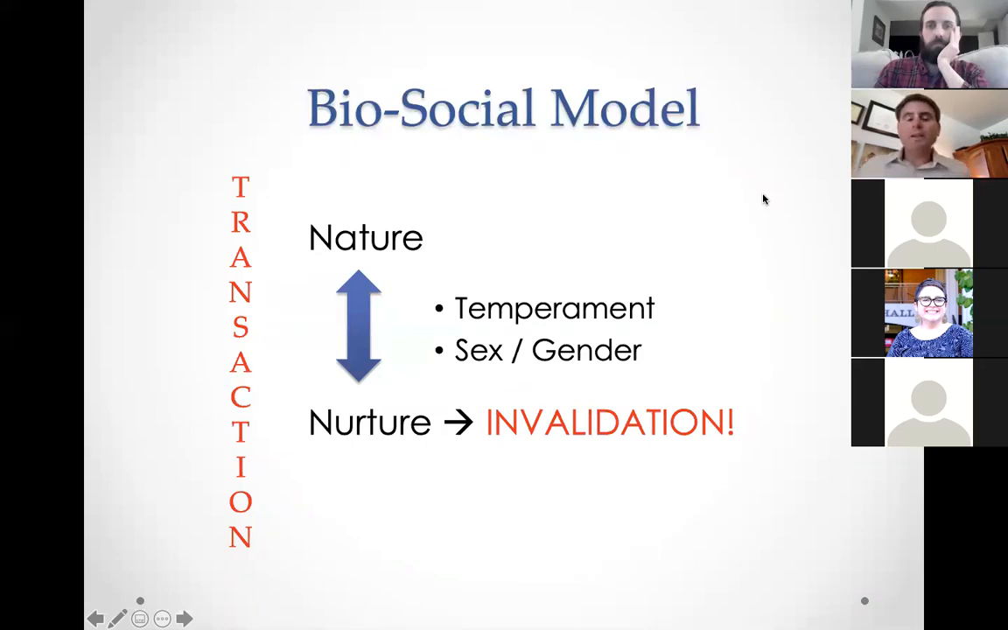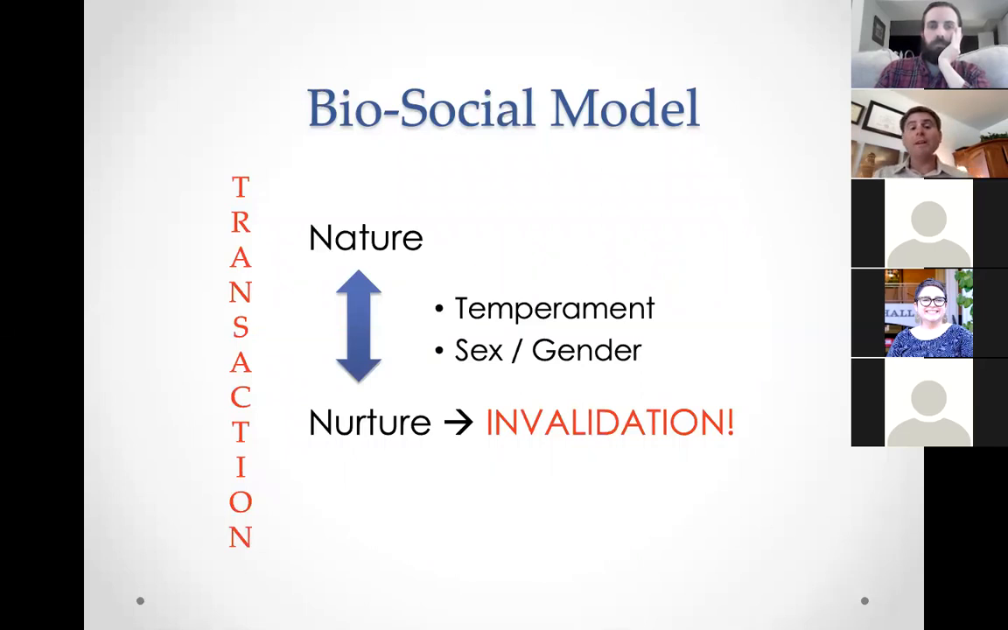So Marsha Linehan developed this biosocial model to explain the etiology of borderline. Obviously, this idea of both biological and environmental influences is not unique to DBT or borderline whatsoever, right? You could apply this to any disorder. But what Marsha Linehan realized was borderline has specific biological and specific environmental influences, which end up causing borderline symptoms.